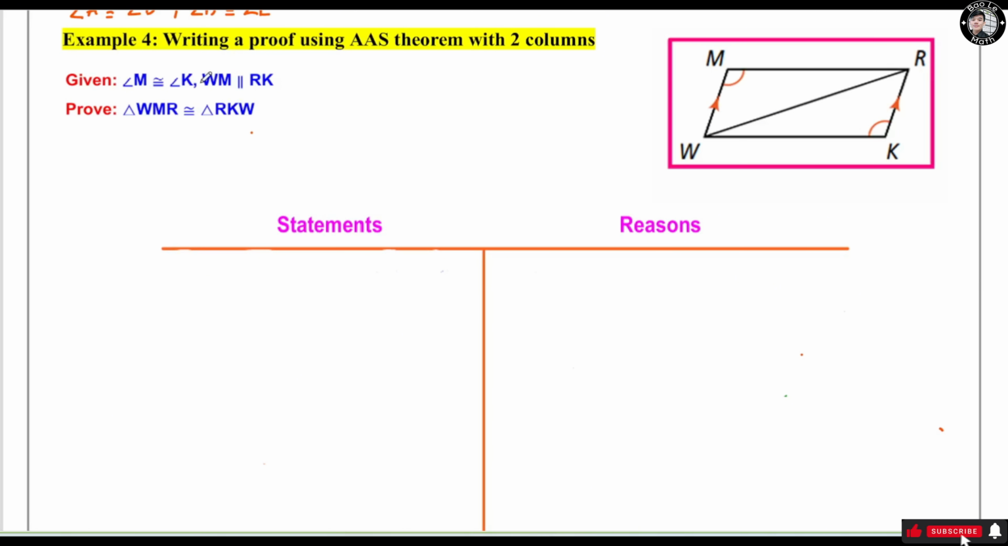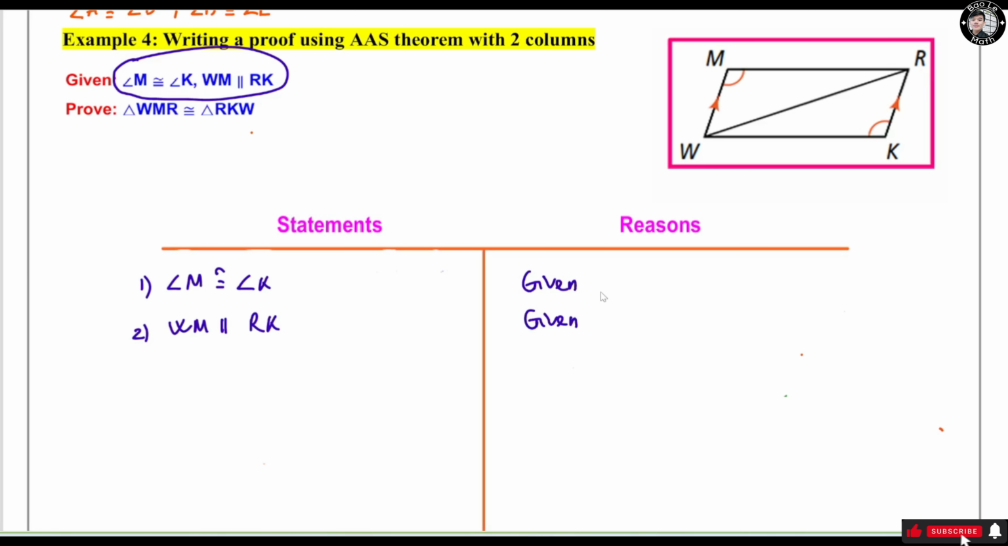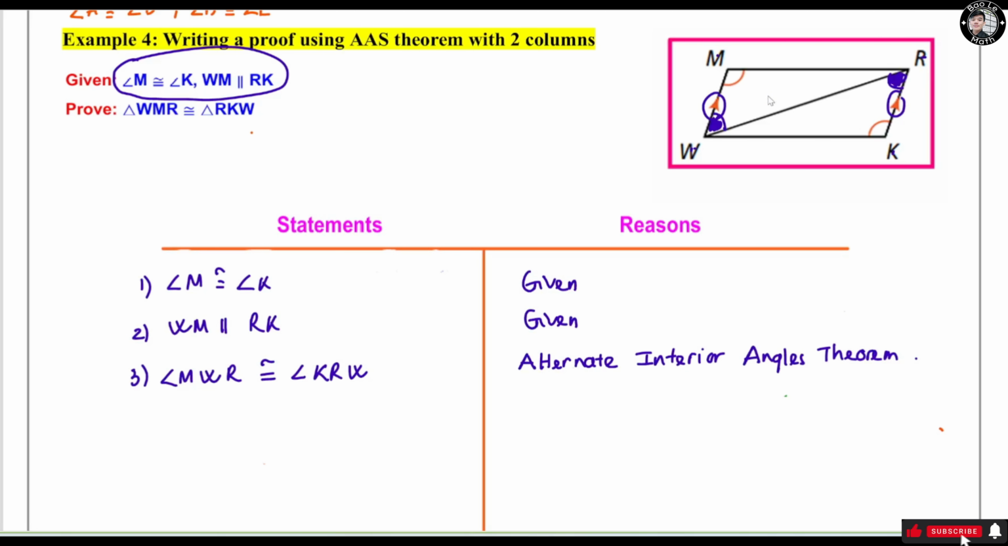Now we always start with the given information, so we're going to copy this one down over here. Since WM is parallel to RK right here, we can conclude that angle MWR right here is congruent to angle KRW, which is going to be right here, by the alternate interior angle theorem. Now observe that these two triangles share the same side length WR. Then we have WR congruent to itself by the reflexive property.